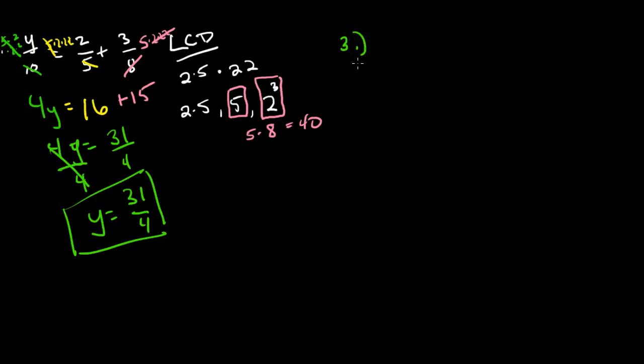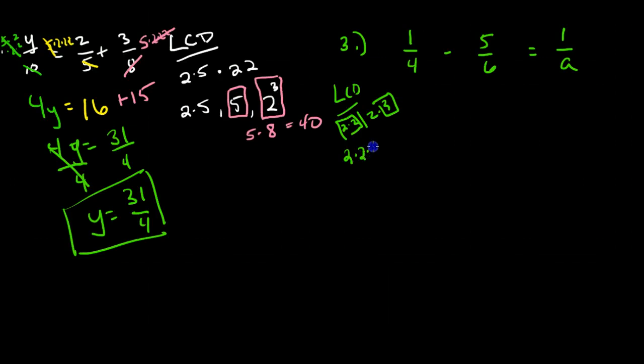Number 3. That one says 1/4 minus 5 over 6 is equal to, notice I'm leaving myself a little space here, 1 over a. Well, the LCD here: 4 is 2 times 2, 6 is 2 times 3. So I need 2 2's and 1 3. So the LCD is 2 times 2 times 3, which is 12. Don't forget the a, so it's 12a.